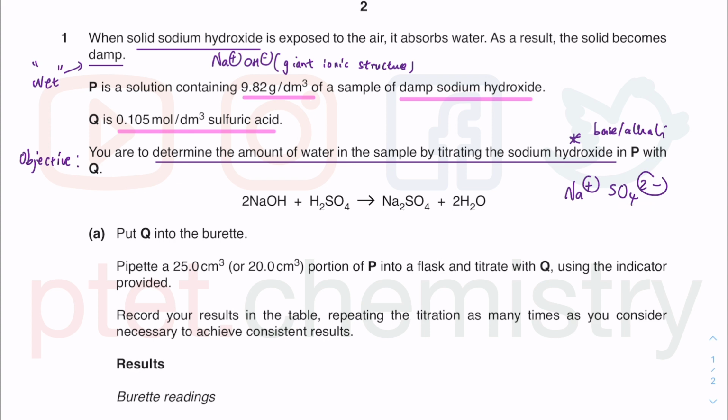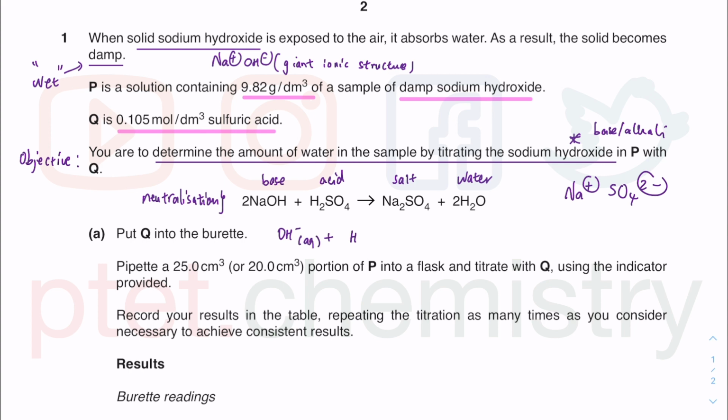There's also a test for sulfate as stated in the syllabus as part of qualitative analysis, chemical analysis of anions. SO4 2- is the anion present in the sulfuric acid. 2 of the H+ with SO4 2-, sulfuric acid gives you a sulfate salt. This is a base or an alkali. It reacts with acid in a neutralization reaction, and you get a metal salt, which in this case is sodium sulfate, and you get water, the ionic equation of which you should be able to write.